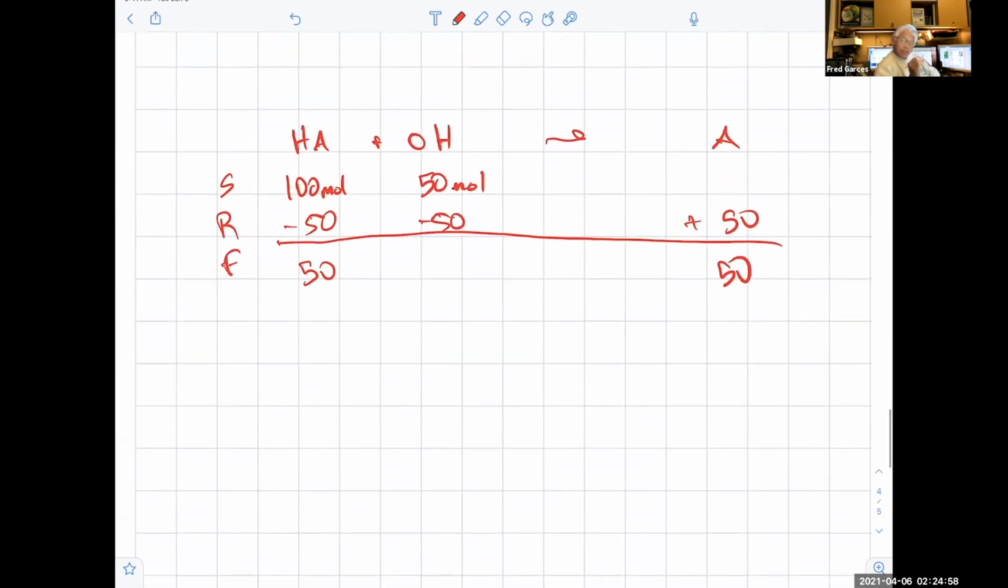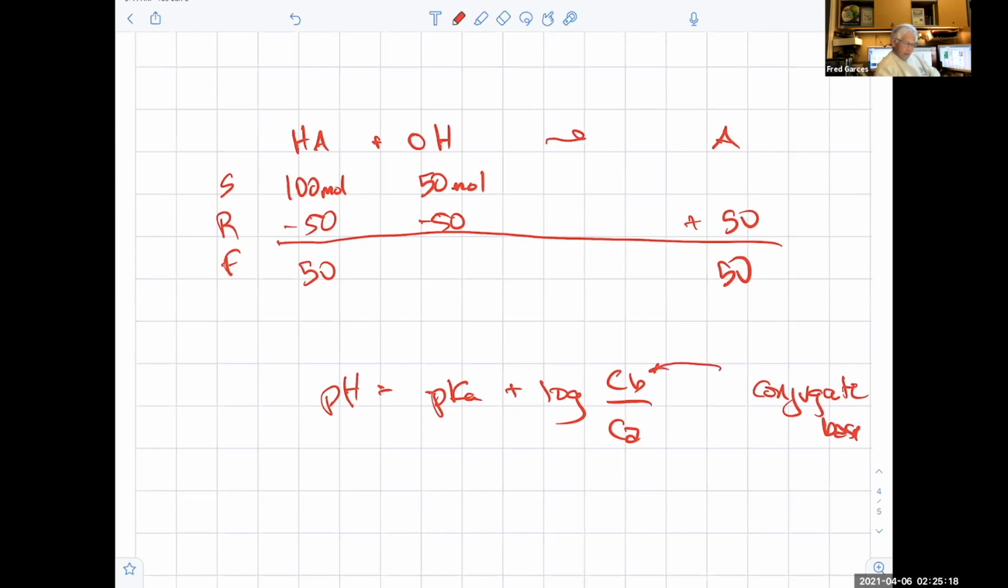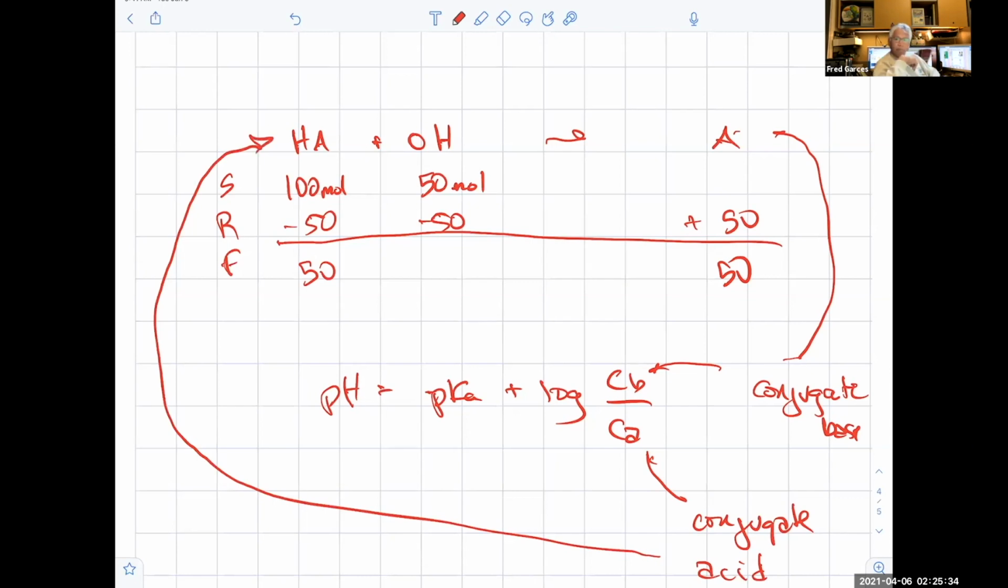When we stick this into the Henderson-Hasselbalch equation, CB stands for conjugate base. This is the conjugate base right there. CA stands for conjugate acid. This is the conjugate acid right there.